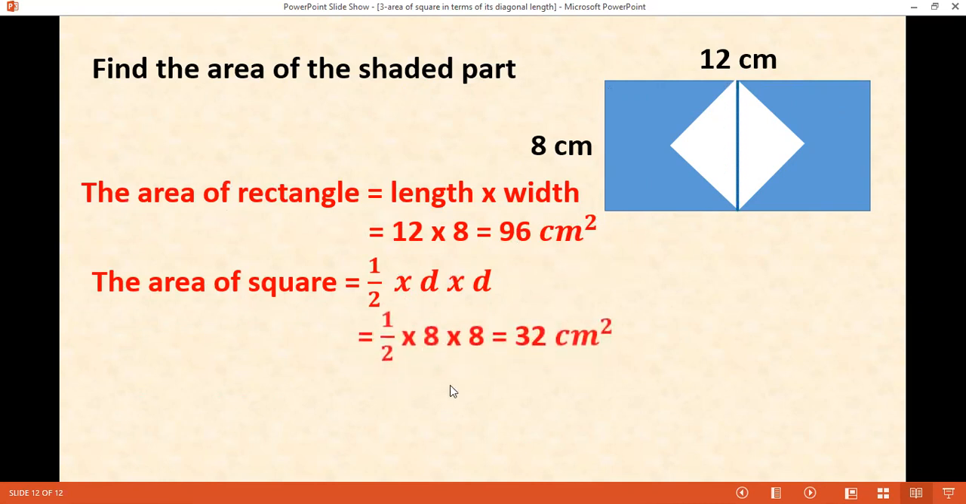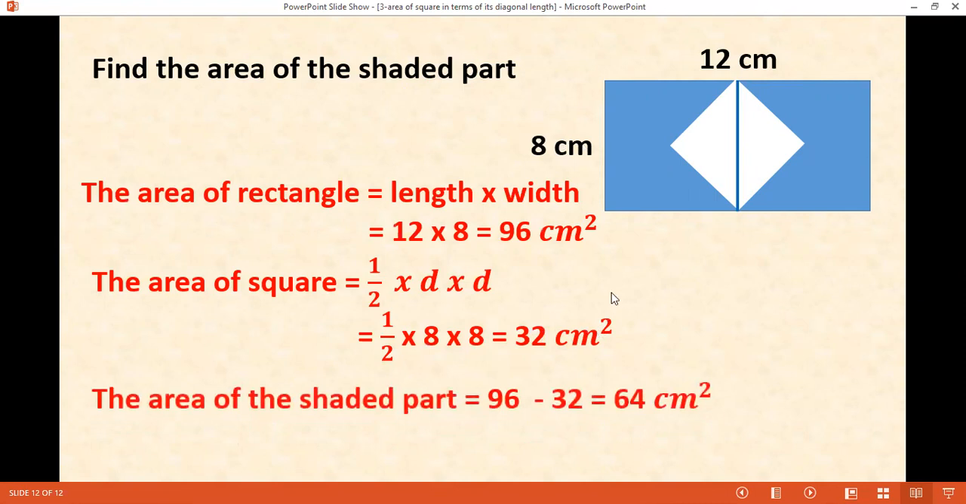Okay, so what do I have? Here the diagonal of the square will be 9, because I have two diagonals, here 1 and here 1. It will be 9. So half by d by d, the answer will be 32. And then I'm going to subtract.